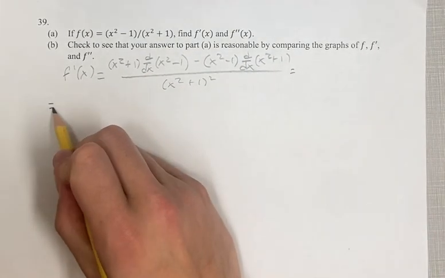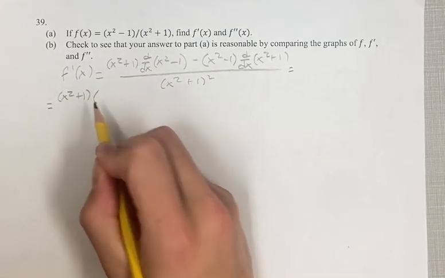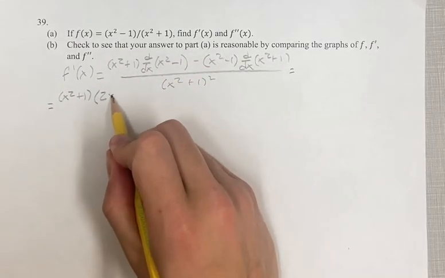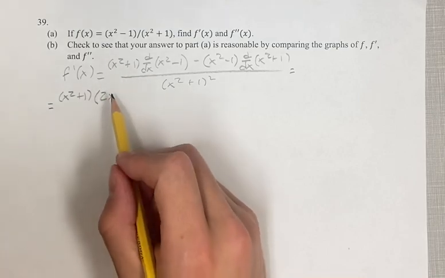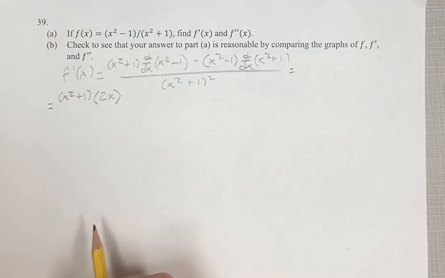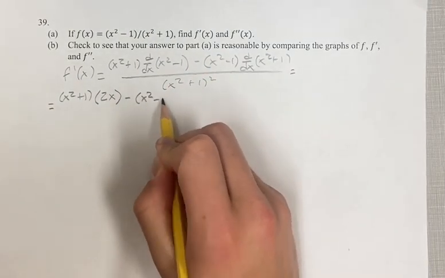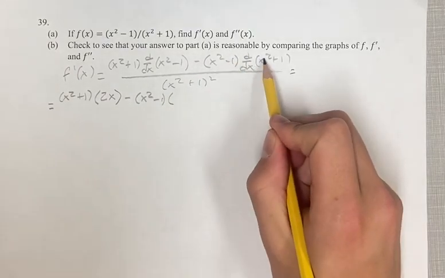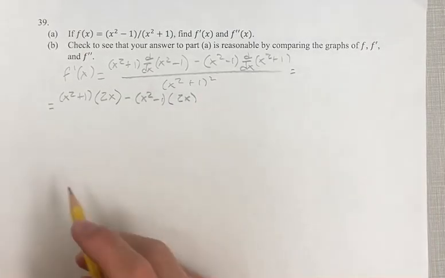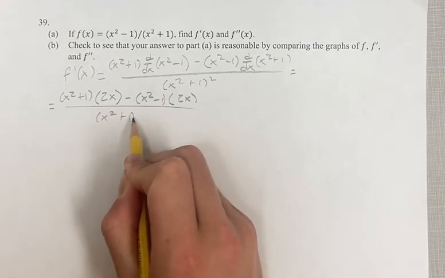Now, simplifying, we get x squared plus 1 times the derivative of x squared. We have a power function, so bring down the 2 to your coefficient. New exponent is 2 minus 1, which is just 1. X to the 1 is just x. Minus the derivative of 1 is 0. So minus 0 we don't even have to write. Then minus x squared minus 1 times the derivative of x squared we just found is 2x, plus the derivative of 1 is 0. So again, you don't even have to write that. Doing this over x squared plus 1 squared.